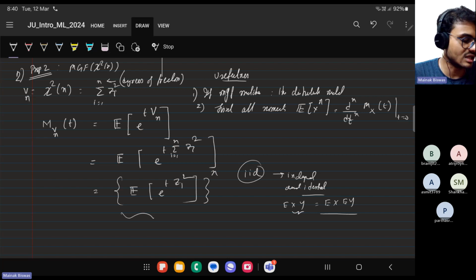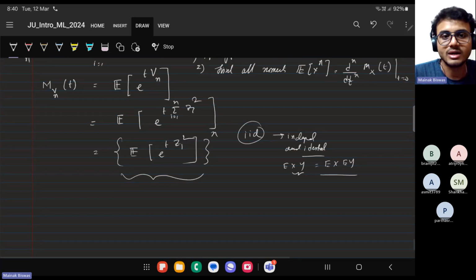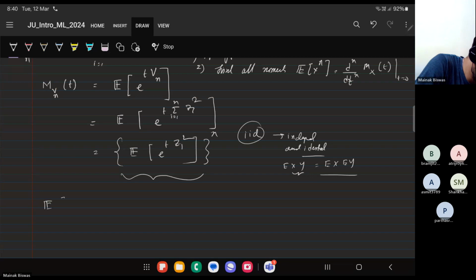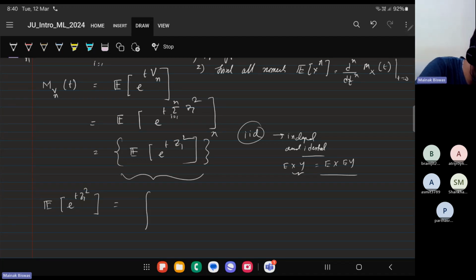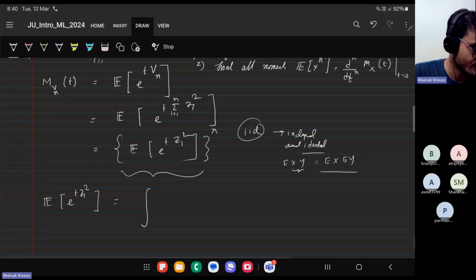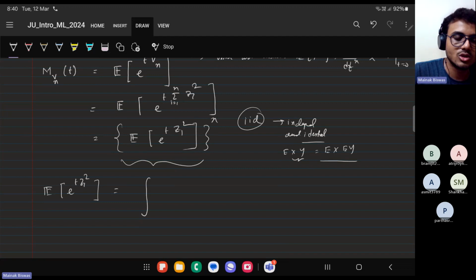But now you're asking me the MGF of z square. I don't know, I only know the MGF of the normal distribution. So I am in a precarious situation, how to solve? So what will I do? The expected value of e to the power t z1 squared. I will write the integral down. So what is the integral? What is the PDF again? What will the integral be? Let me see. Can you use LOTUS correctly? Use LOTUS.